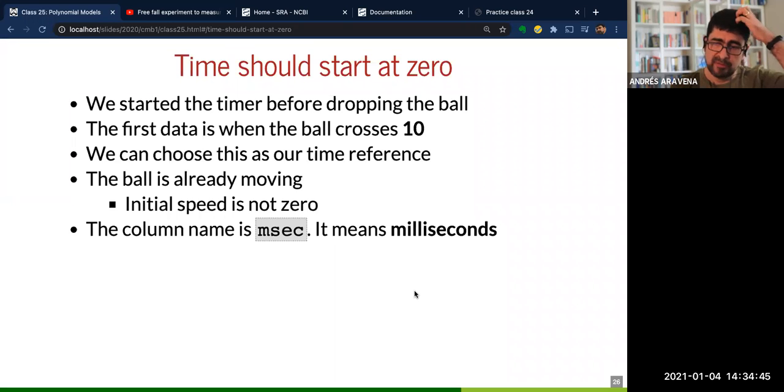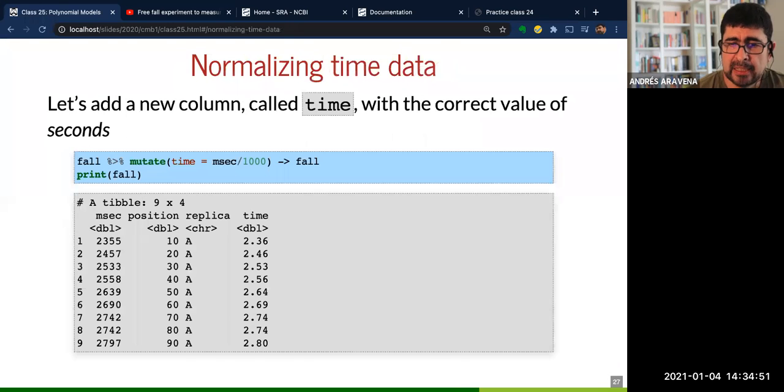Anyway, let's finish the story. No, we have some time yet. So in my case, I make this fixing. Well, we can go fast here. Essentially, I transform time from milliseconds to seconds, divided by 1000. So this is a new column called time in seconds.